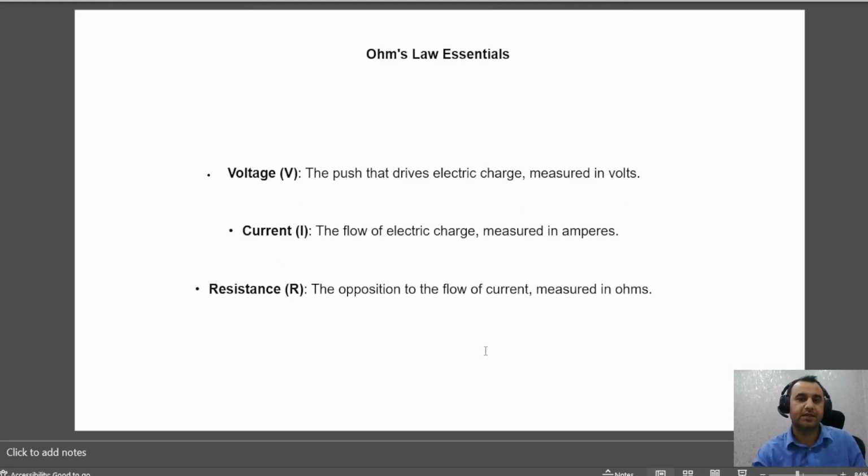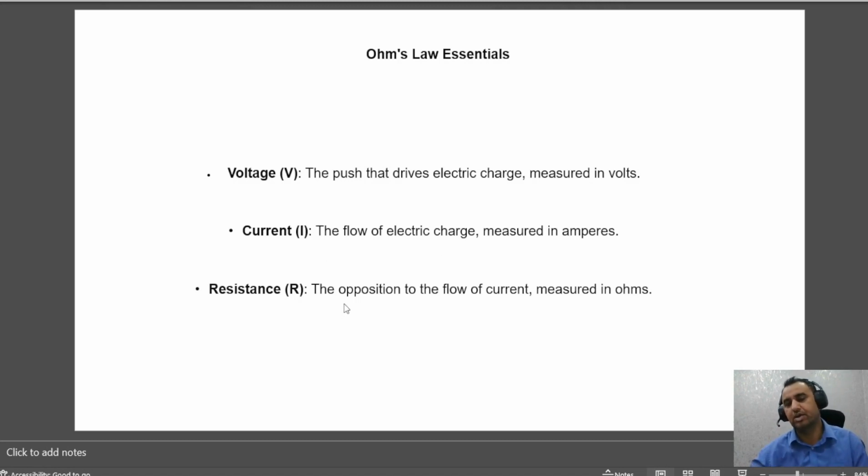Ohm's law is essential. There are three things we need to consider in Ohm's law. One is voltage. The voltage is the pressure, a push that drives electric charge, and it is measured in volts. Current is the flow of electric charge. The electrons move inside the electrical circuit. It is measured in amperes. We call it current.